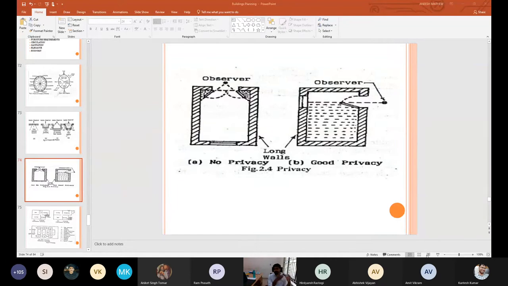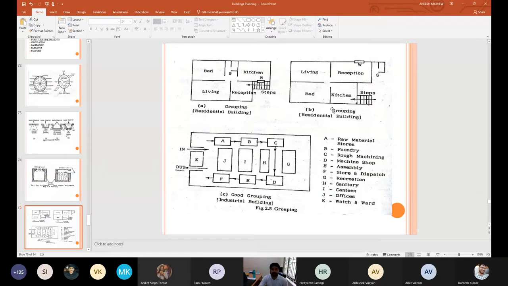Because if you are not considering all these aspects, last class I showed my two figures. I think you remember. So here, which one is better? I asked you. That is the thing we have to take care of. Whether it is an industrial building, a commercial building, or a residential building, how you are doing and executing grouping is very much important. I hope we discussed this much in the last class.